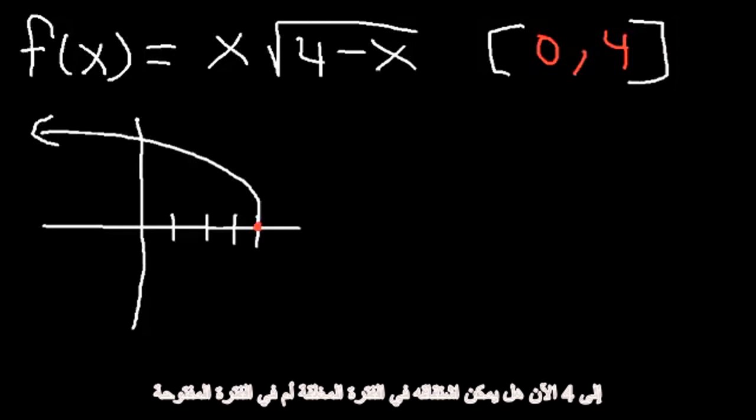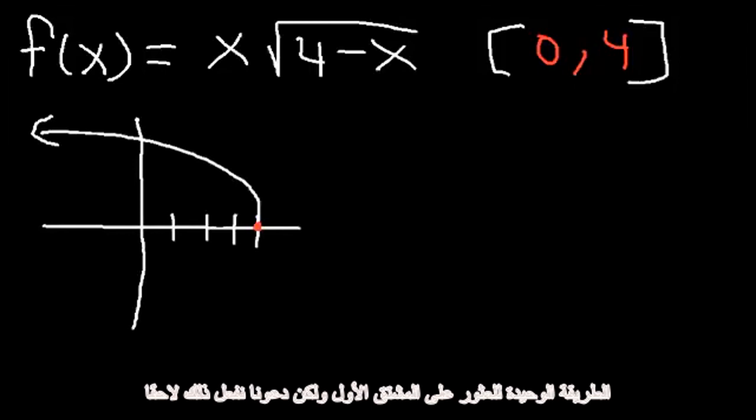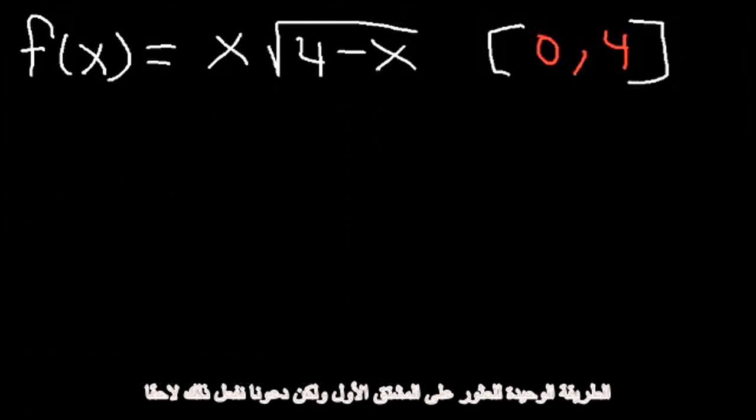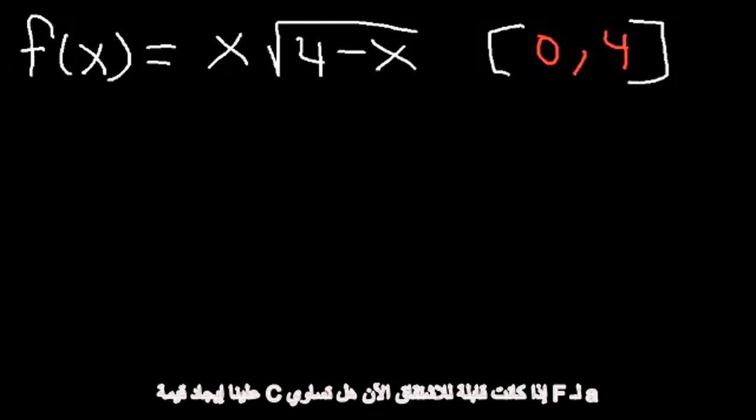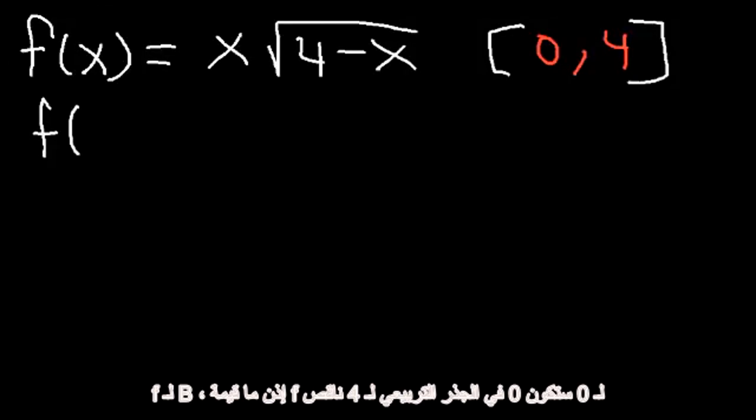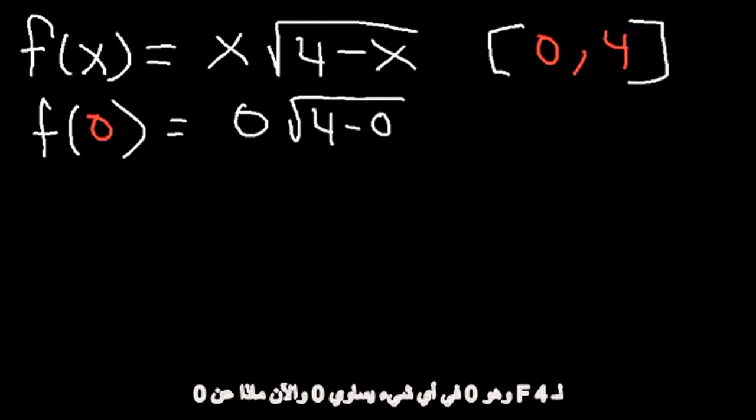Now, is it differentiable on the closed interval, or on the open interval? The only way to tell is to find the first derivative. But let's do that later, since we'll have to find a c value, if it's differentiable. Now, f of a, does it equal f of b? So what is f of 0? This is going to be 0 times the square root of 4 minus 0, which 0 times anything is 0.